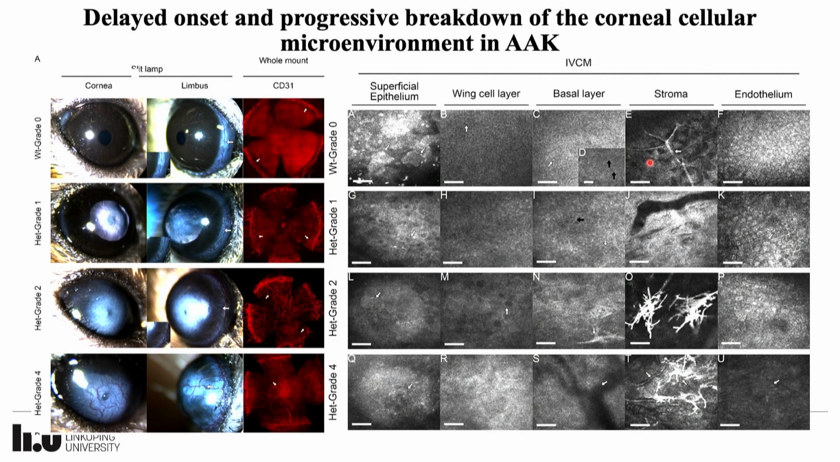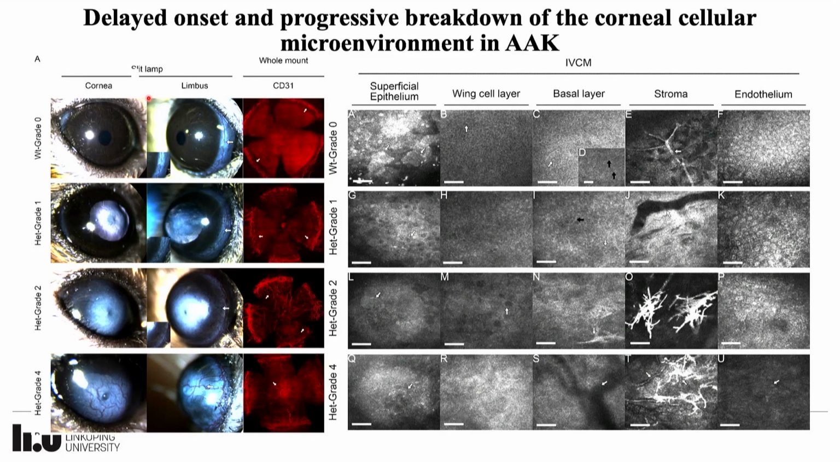Progression and severity of AAK was assessed with slit lamp microscopy images to visualize the limbal region in all mice, and a clinical grading scale for AAK was applied to all of them. Here in the first row, we have the wild type, and the rest are the het at different grades. As you can see in the wild type, we have the transparent cornea with the completely intact limbal border.